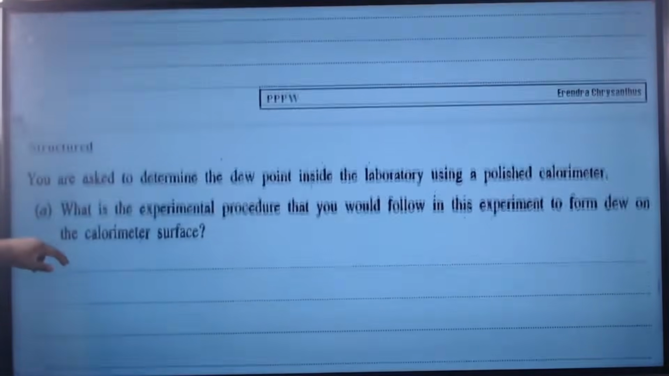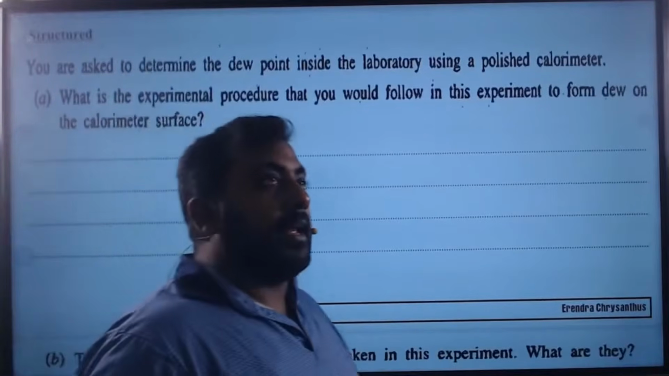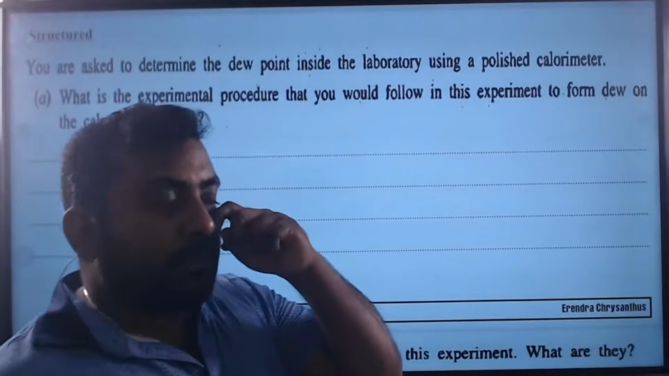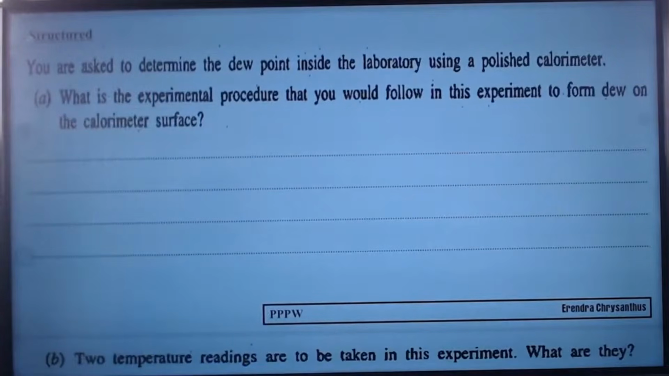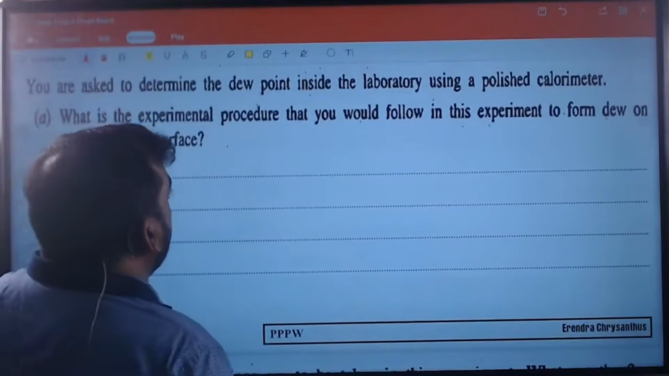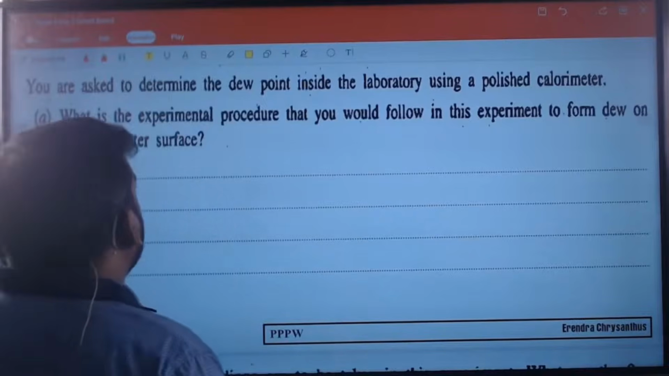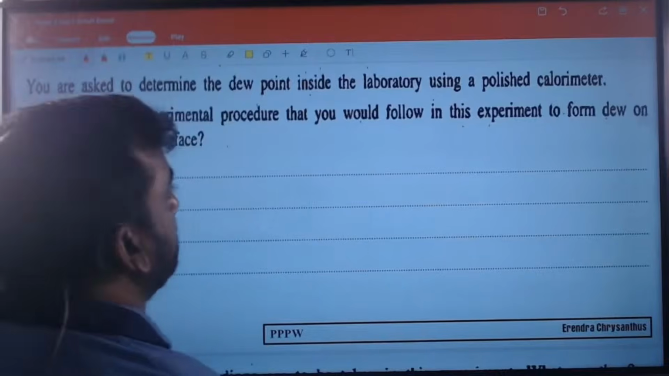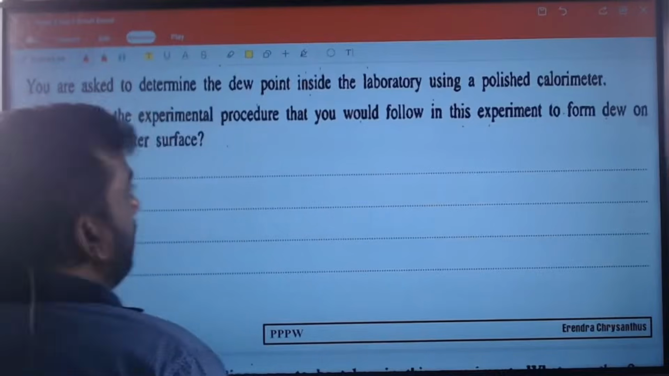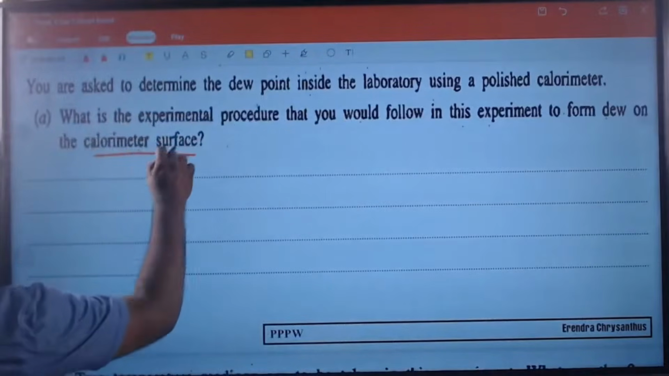Okay, right. Structured essay, dew point experiment number 29. You are asked to determine the dew point inside the laboratory using a polished calorimeter. What is the experimental procedure that you would follow in this experiment to form dew on the calorimeter surface?